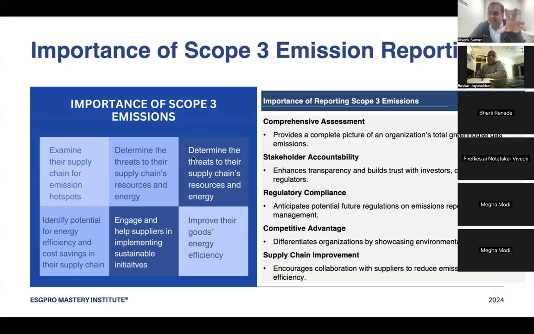That's why scope 3, and scope 3, as you know, is 97 to 99% in most of the cases. On an average, it is around 94%. So my point is, scope 3 emission becomes important because then you know what the hotspots are, and most of the hotspots will be in your scope 3. The second important point is that you have to determine the threat to your supply chain resources and energy.